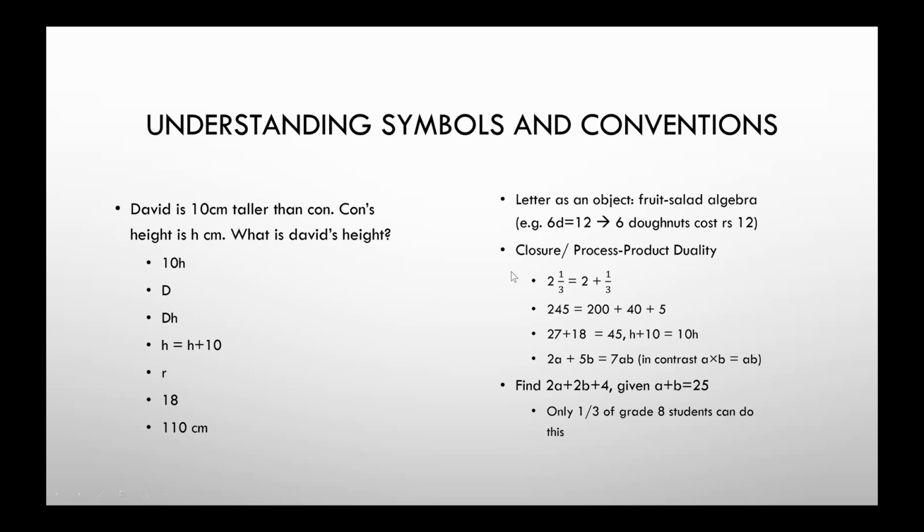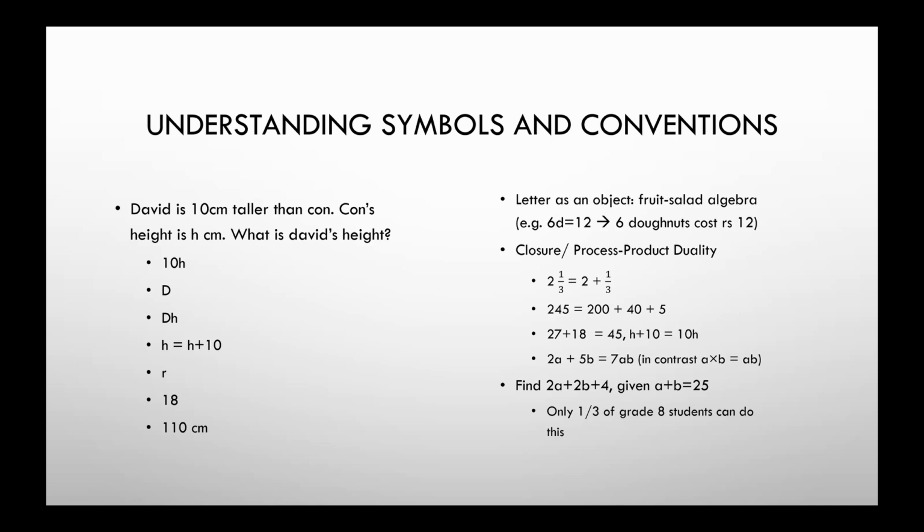So typically, much of these interpretations is found in the fact that the letter is treated as an object, and this is typically called the fruit salad algebra in the literature. So when 6D is equal to 12, it basically means for teachers and children, 6 donuts cost rupees 12. Okay. This is one set of issues that we find, that children and teachers in the everyday sense don't seem to understand that letters do not stand for short forms of objects.